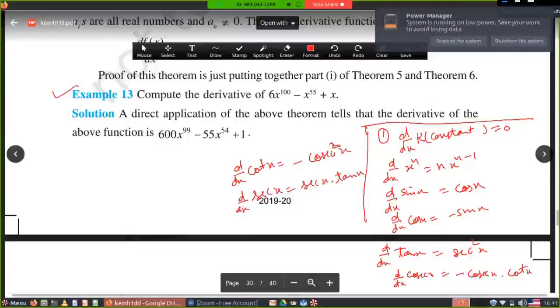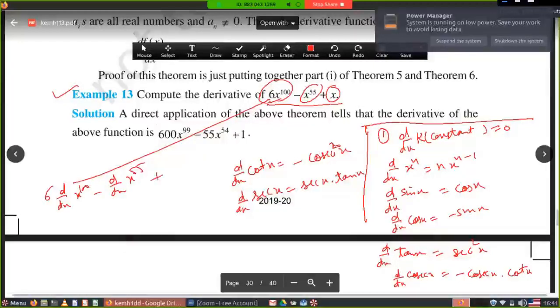Now here, example number 13, a polynomial is given. You will do the question by taking the derivative of the first term, second term, and then third term. Taking the constant outside, d by dx of x to the power 100 minus d by dx of x to the power 55 plus d by dx of x. Separately, you can differentiate 6 as it is. Now you apply the algebraic formula: taking 100 out, x to the power 1 less, that is 99; taking 55 out and 1 less; and x having power 1, taking 1 out, when you subtract it becomes 0, so it becomes only 1. That's why the derivative is 600 into x to the power 99 minus 55 x to the power 54 plus 1. These are the basic formulae which we'll use in the questions.